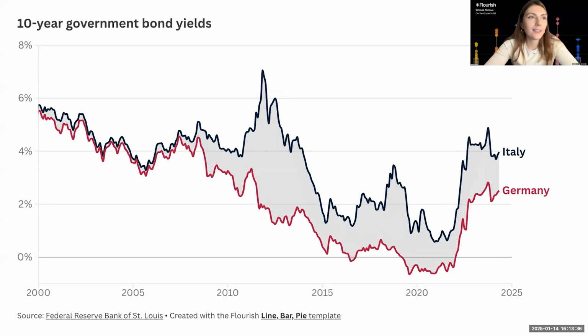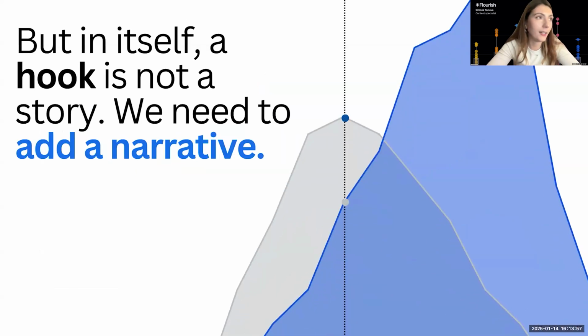Well, the answer to this is all of them can be a hook. And if you are the one creating this chart, obviously you need to see what's the hook there, what is the story worth telling the world about, and basically repurpose your chart so it tells this story. And just to emphasize that in itself, a hook is not a story. We need to add a narrative to make our point across and actually make people care about what we have to say. And why is that so important, especially in a social media context?